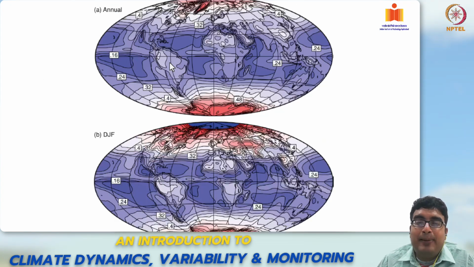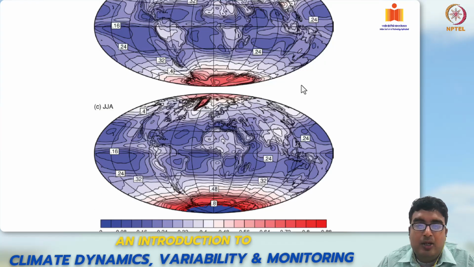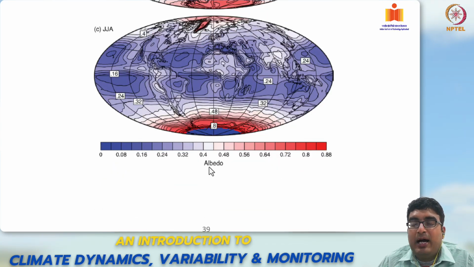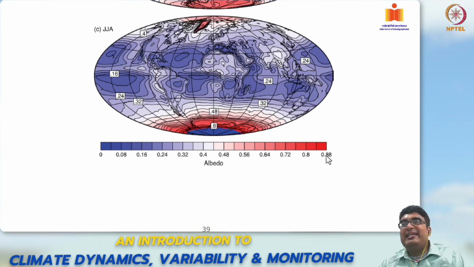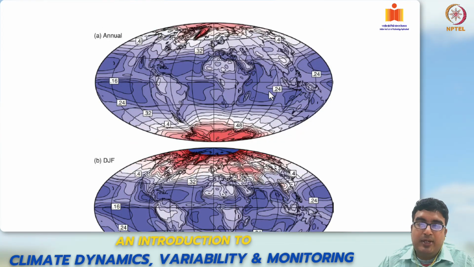So, let us look at the planetary structure of albedo, the albedo value alpha. Here albedo alpha is plotted and you can see it goes from 0 to 0.88. So, there are regions of the world where the albedo is actually 0, all the radiation is being absorbed, and there are regions where the albedo fraction reaches around 90%, that is 90% of the radiation is being reflected back into space.